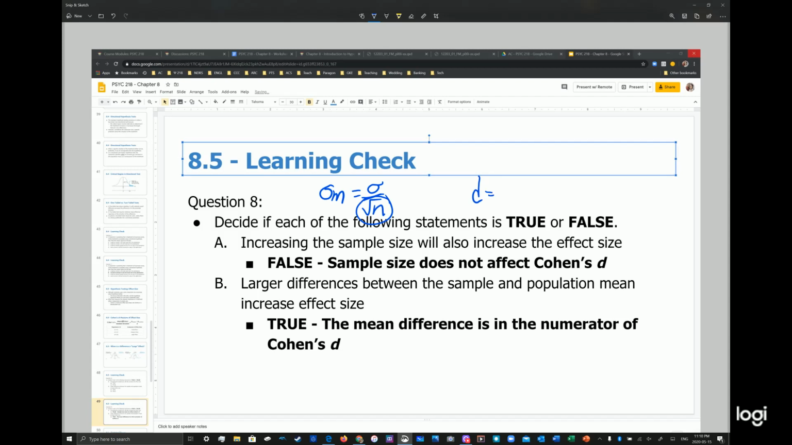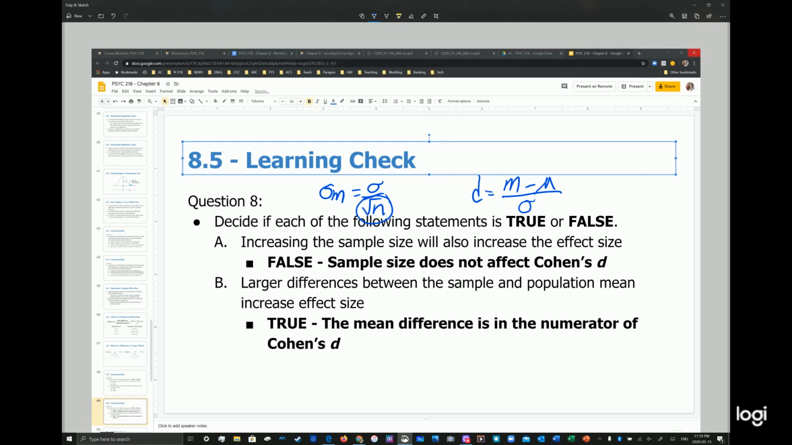But for Cohen's d, you have the sample mean, treated sample, subtracted by the population mean. You're trying to find the difference between them. And then you have the standard deviation of the population. Now remember, the standard deviation of the population does not involve sample size at all.